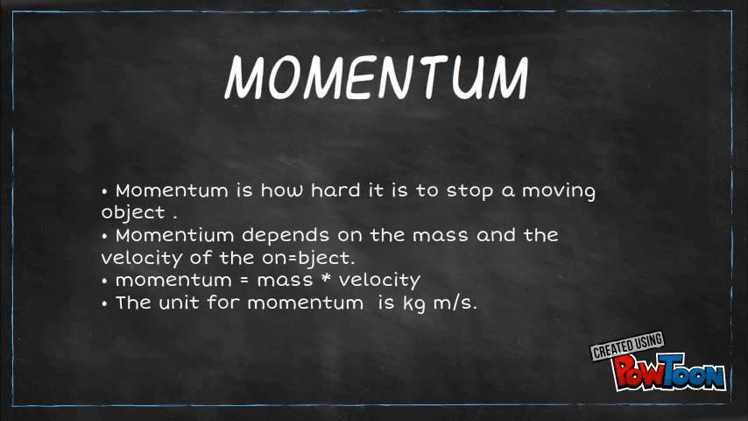Momentum. Momentum is how hard it is to stop a moving object. Momentum depends on the mass and the velocity of an object. Momentum equals mass times velocity. The unit for momentum is kilogram meters per second.